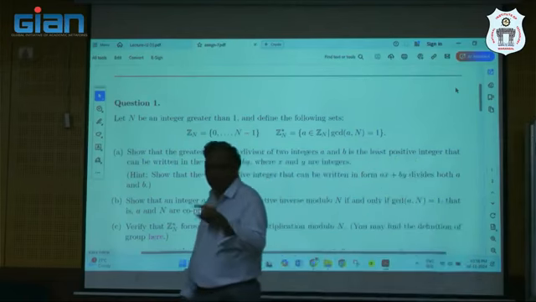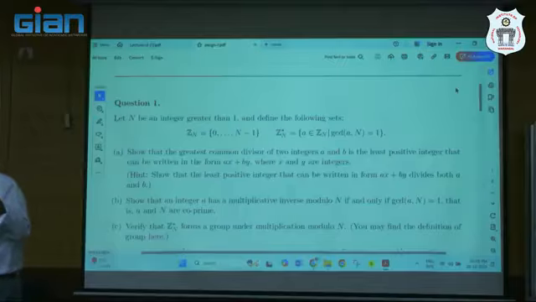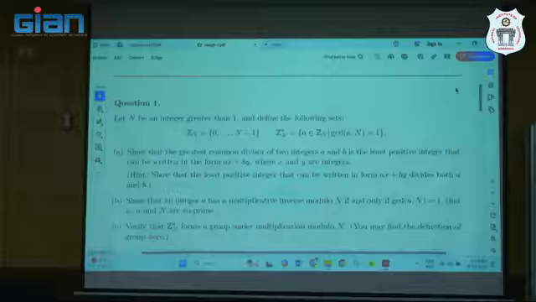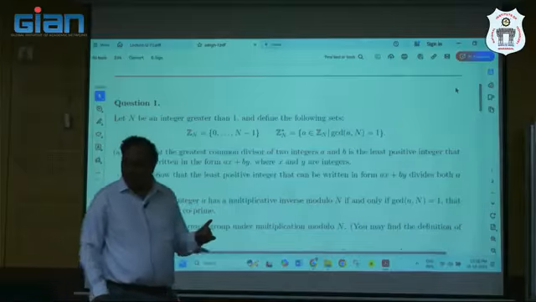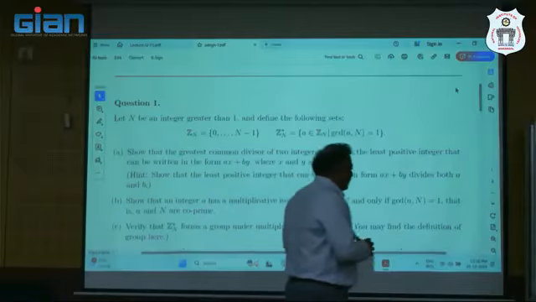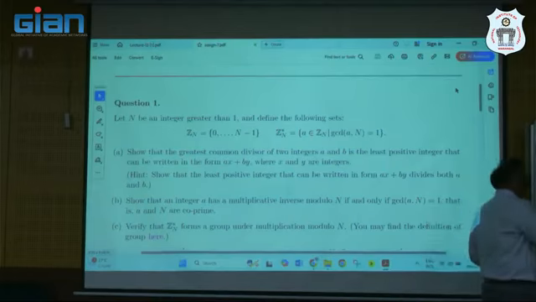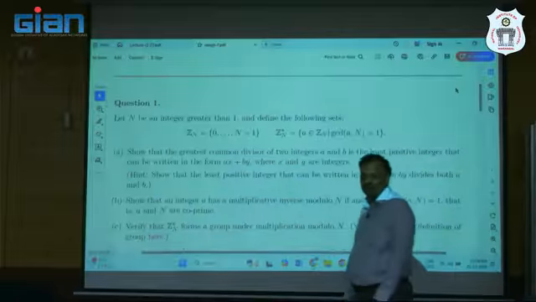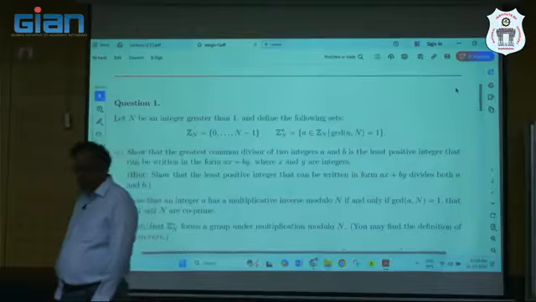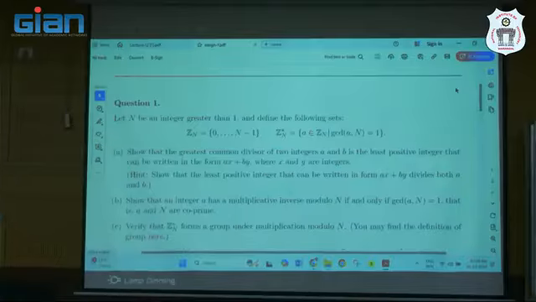R must divide A. Similarly, R must divide B. So R must divide the GCD. Correct? Correct. Yes. So another conclusion from that is, if the GCD is 1, then the smallest possible number that can be written in this form is 1. Correct? If A and B are co-prime, then the smallest possible number which can be written in this form is 1.